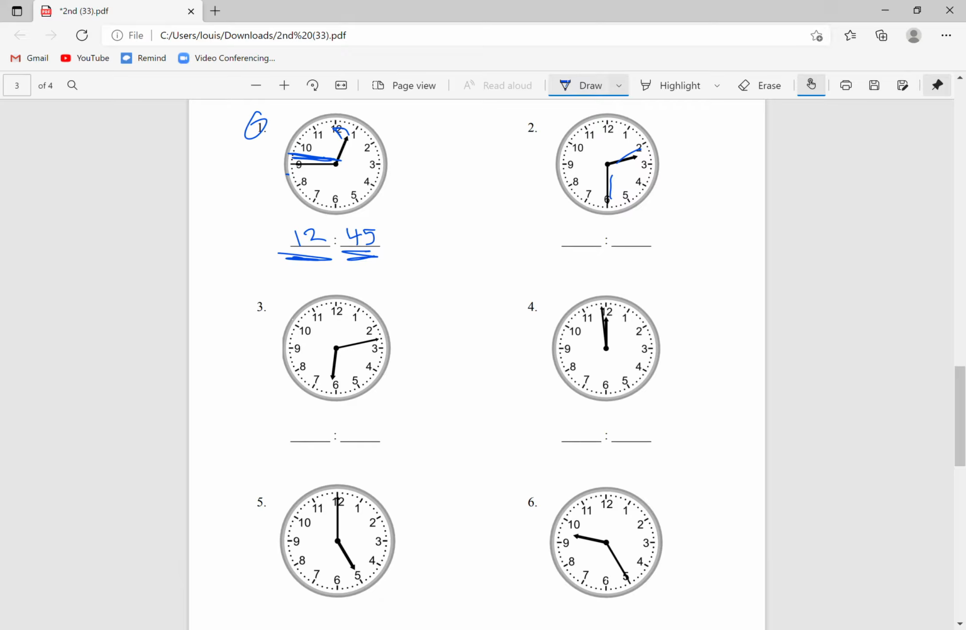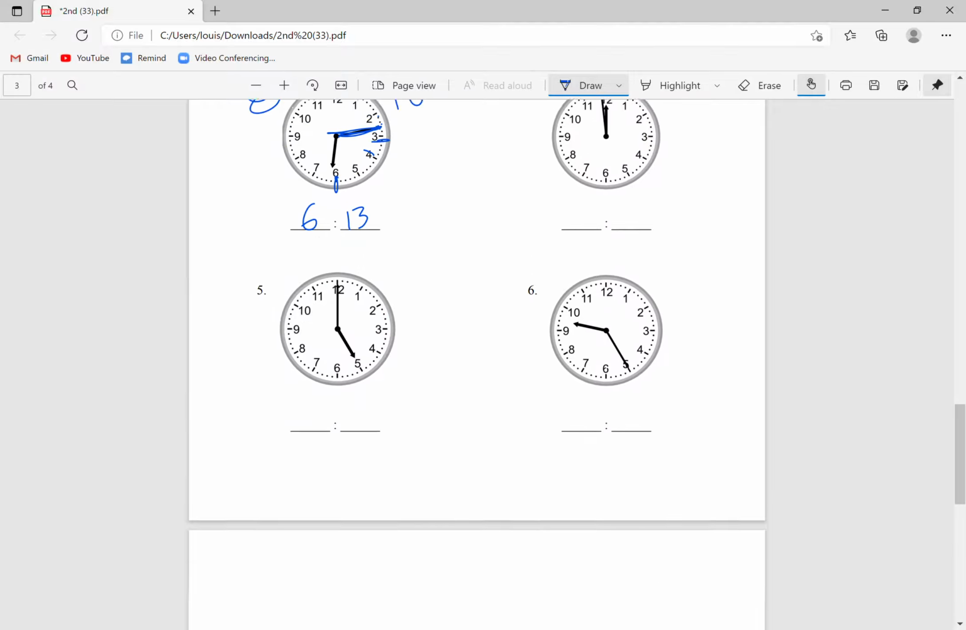For example, let's take a look at number 3. Now, we see that the minute hand is not exactly on the number. However, these dots represent the minutes. So if you were to count 5, 10, 11, 12, 13, you would get 13 minutes. The hour hand, of course, very self-explanatory, would be 6, because it just passed 6. So you would get 6:13.